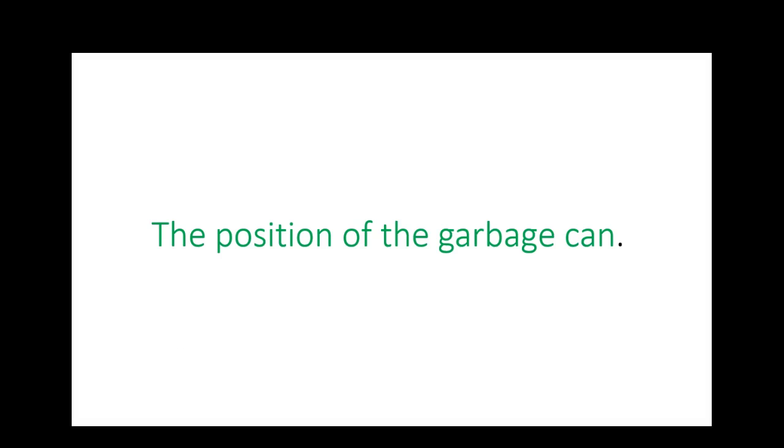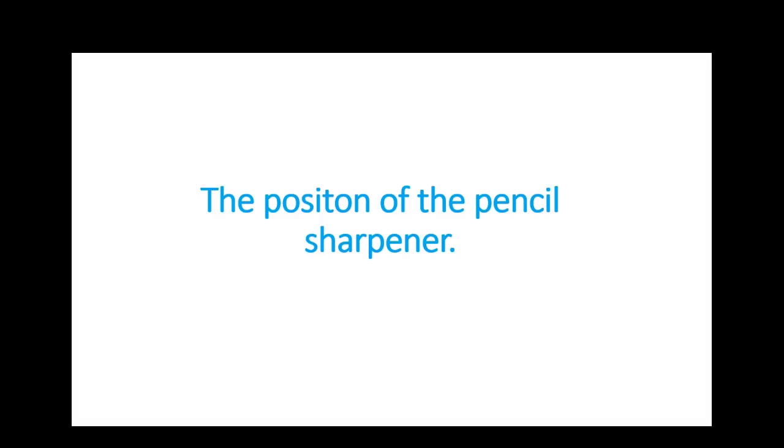Something very simple: the position of your garbage can. Not only the position, but the number of garbage cans that you have. As simple as it might seem, the position of your garbage can could help to control the movement of children in your classroom, and that could affect behavioral problems.